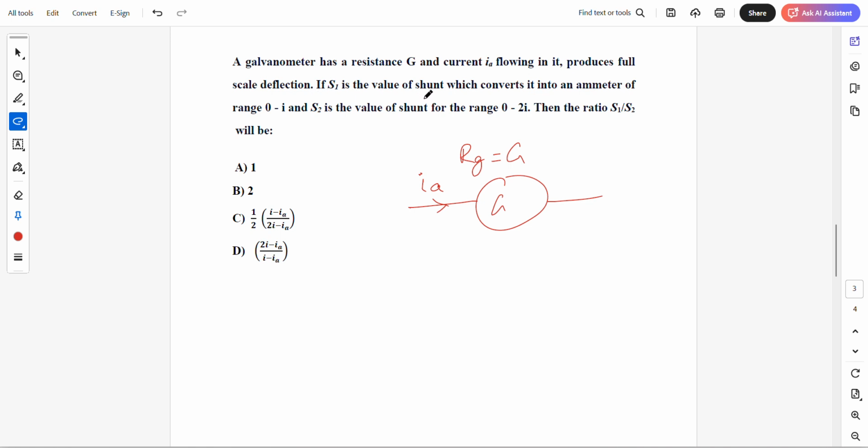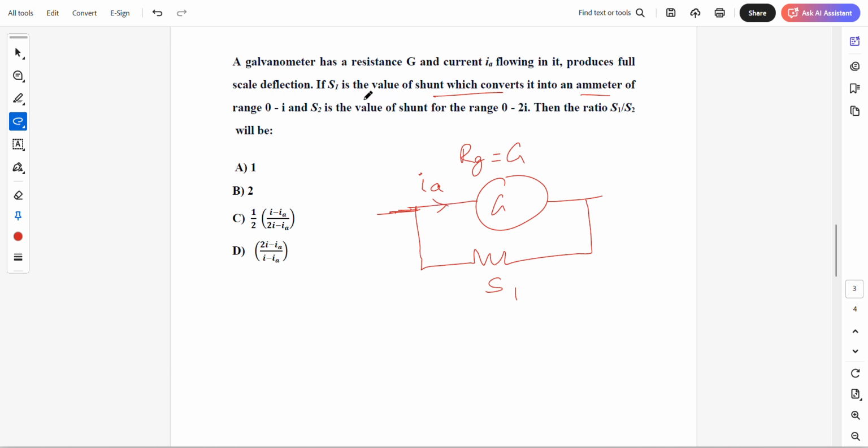If S1 is the value of shunt. Shunt means you have to connect a low resistance wire in parallel with the galvanometer. This they are saying is S1. Shunt means a small resistance that is connected in parallel with the galvanometer. Here the galvanometer is getting converted into an ammeter. Here the current divide rule is used.